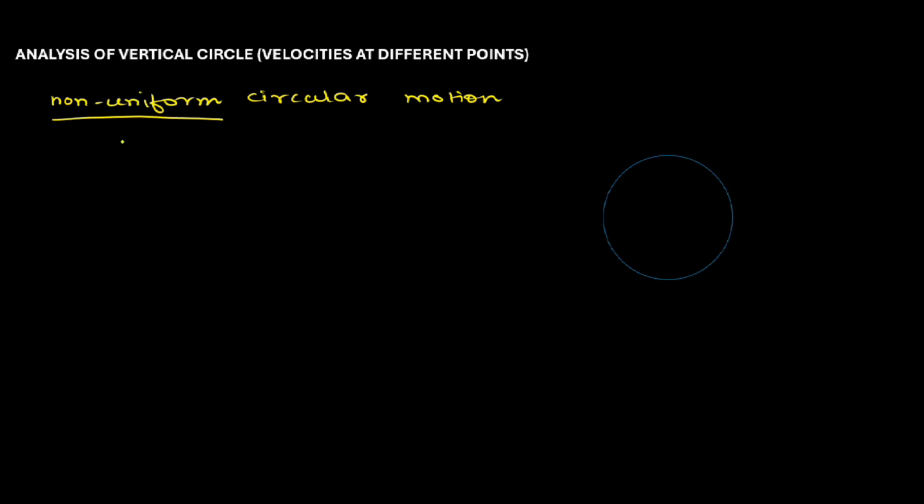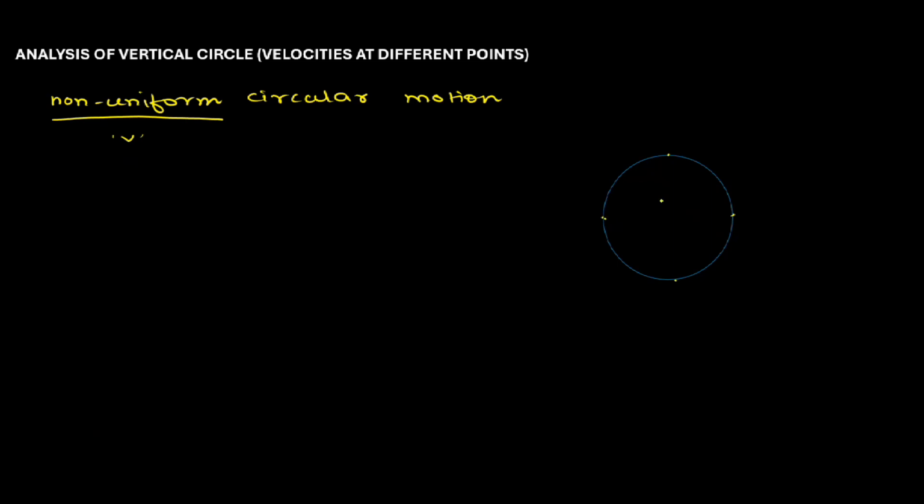Non-uniform means the magnitude of linear velocity v is not the same for different points on the circle because of acceleration due to gravity. Since the circle is vertical, different points on the circle are at different heights from the ground, and hence the magnitude of linear velocity v changes as you move from one point to another. So here we are going to discuss what the values of linear speed v are at different points in motion.